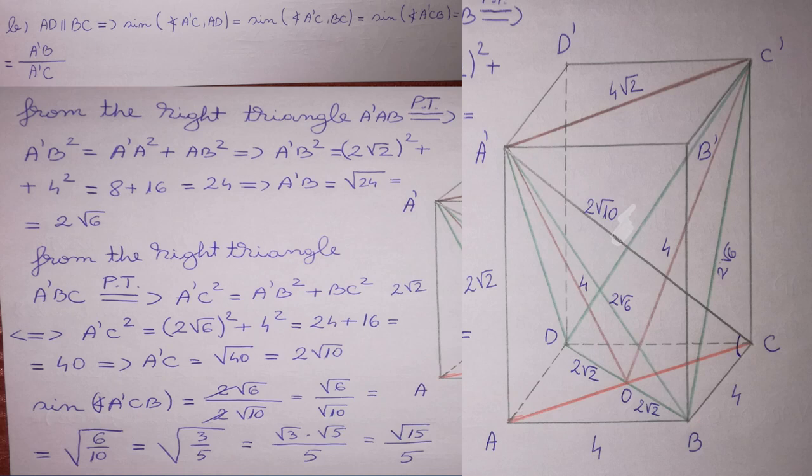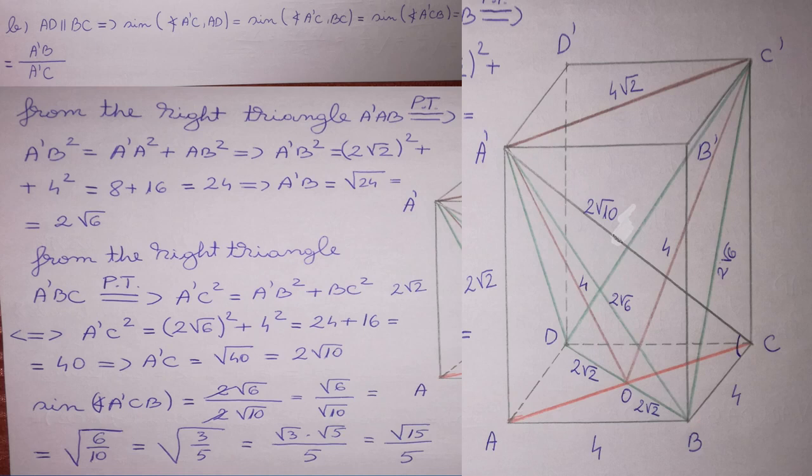From the right triangle A'AB, we have with Pythagoras theorem that A'B squared is equal to A'A squared plus AB squared. So A'B squared is equal to 2 square root of 2 everything squared plus 4 squared, which is equal to 8 plus 16, which is equal to 24. So A'B is equal to the square root of 24, which is equal to 2 square root of 6.